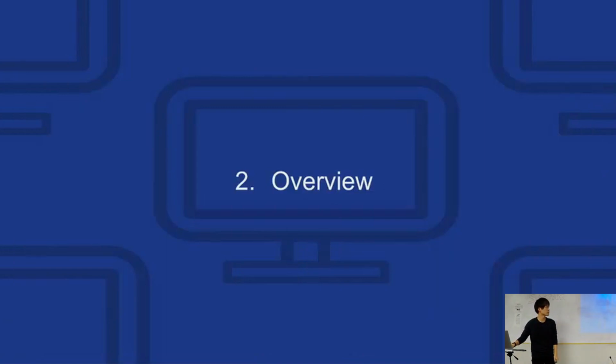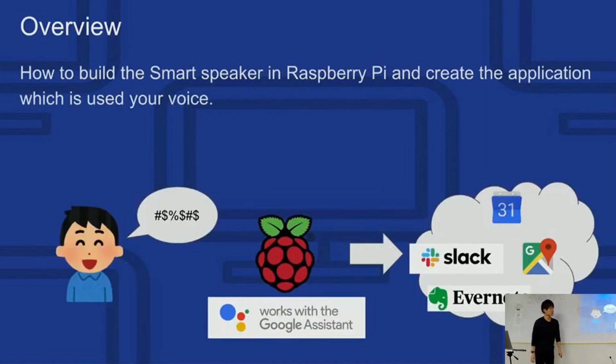Okay, overview. Today my topic is how to build a smart speaker with Raspberry Pi. And this figure shows the application's concept. If I say a phrase, then the smart speaker listens to my voice, recognizes it, connects to some applications, gets information, and returns it to me by voice. This is the application's concept.